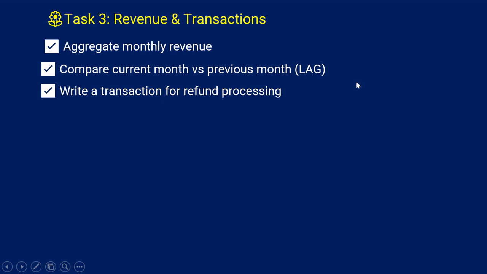For revenue and transactions, aggregate monthly revenue, compare current month with the previous month using LAG, and write a transaction for refund processing.